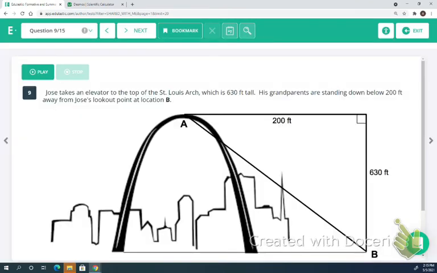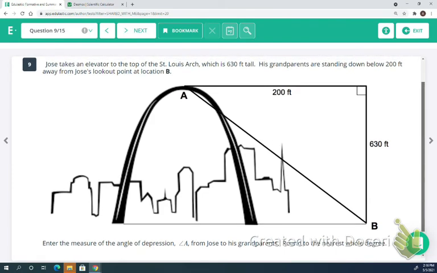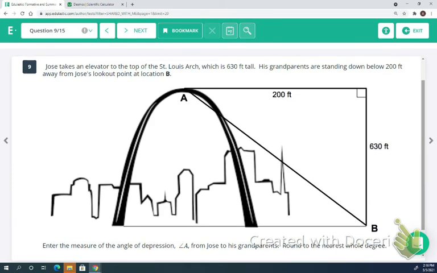All right, so here Jose takes an elevator to the top of the St. Louis Arch, which is 630 feet tall. His grandparents are standing down below 200 feet away from Jose's lookout point at point B. Okay, so it has it drawn for us. And then it's asking us to enter the measure of the angle of depression A. So it actually identifies the angle of depression, which is nice. So remember, the angle of depression is going to be here. We're looking down, okay? And so here we need to identify our sides.